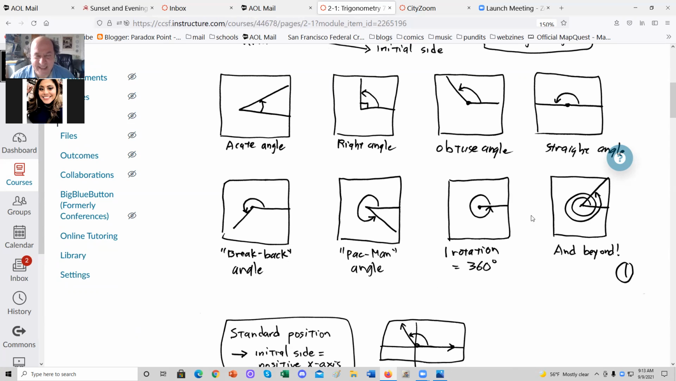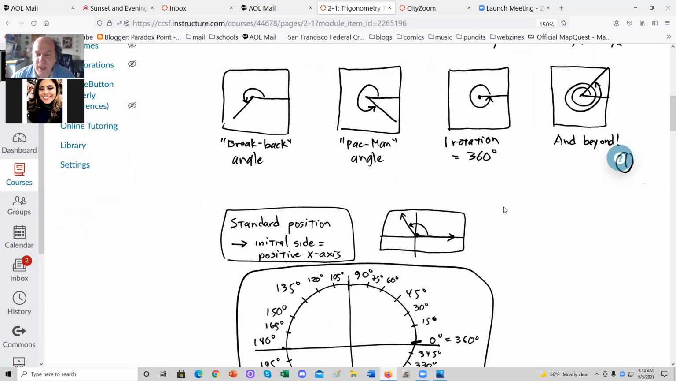A complete turnaround, which looks like not moving the angle at all, is 360 degrees, though that's really the same as 0 degrees. And finally, you can go more than one turn and get angles beyond.